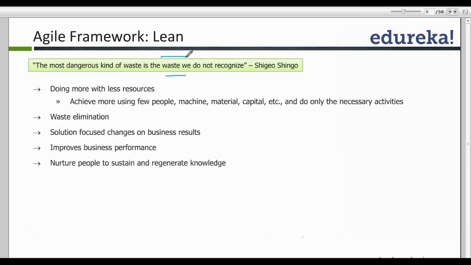Now, as I said, this is a framework which is predominantly used in the manufacturing industry. However, the software industry has also derived lean principles from manufacturing, and they have tailored it as per the requirements of the software industry, right? So that is what is your lean framework or lean methodology.